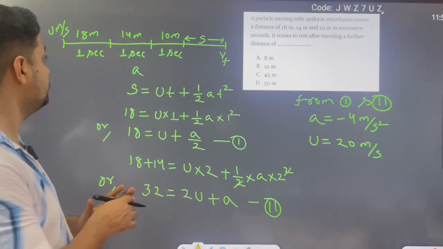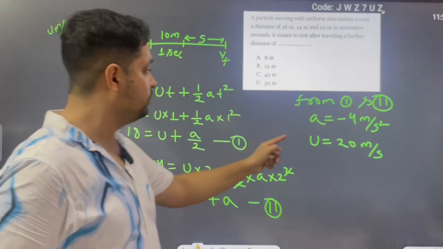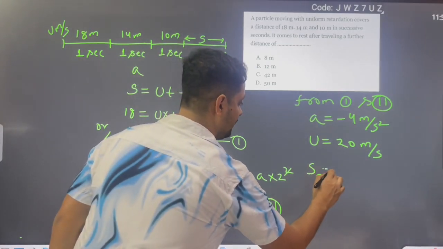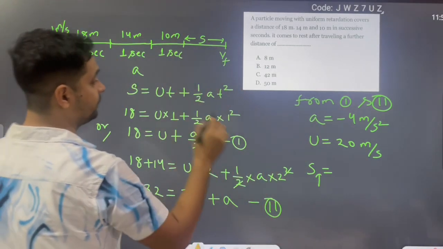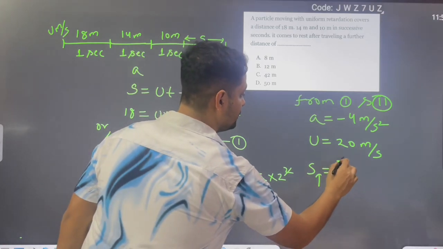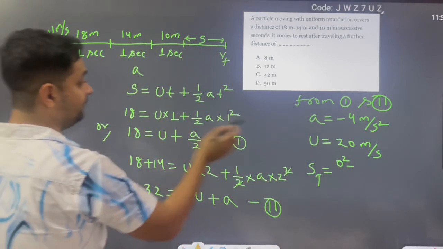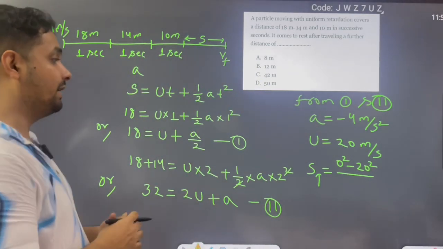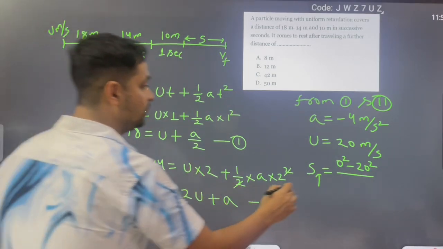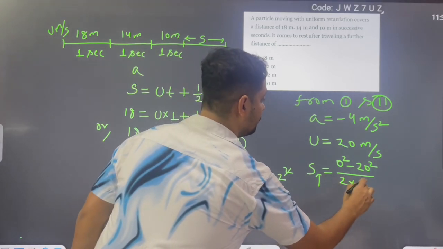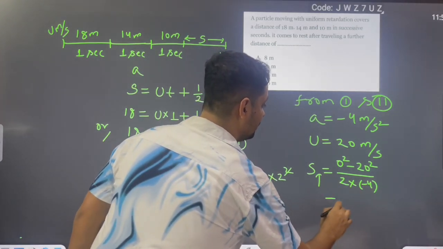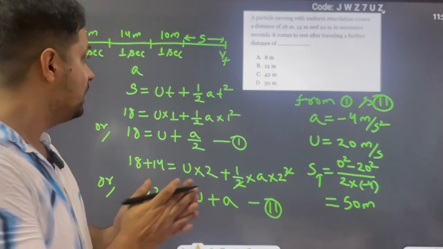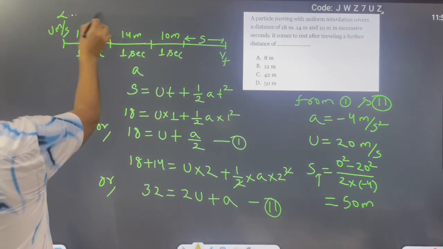As I told you, to find the total displacement we need the U and A values. How can you find the total displacement? By using the motion equation only: V final square minus U square equals 2AS. V final is 0, so 0 square minus the initial velocity, which is 20, we already found it, 20 square, divided by 2A, that means 2 into minus 4. When you solve this, you get 50 meter. So the total displacement from the start is 50 meter.